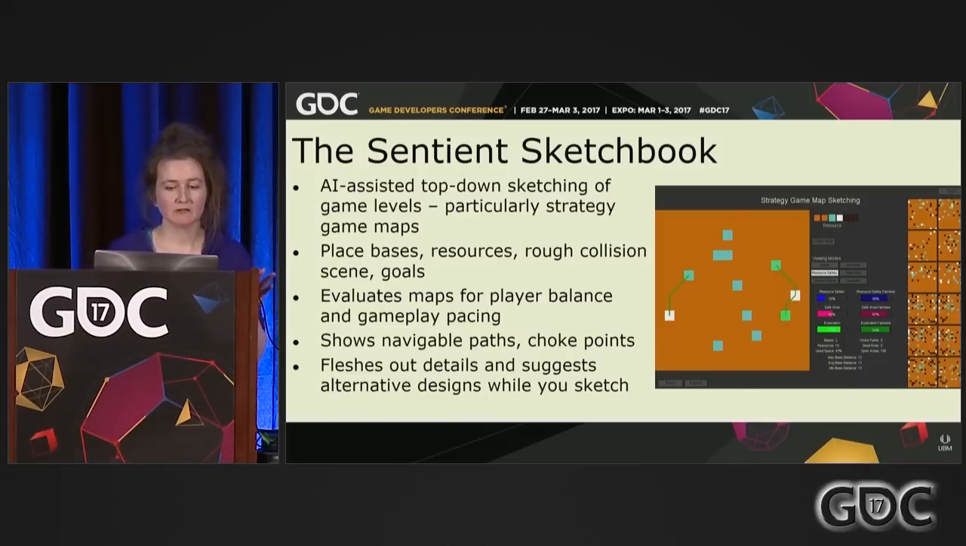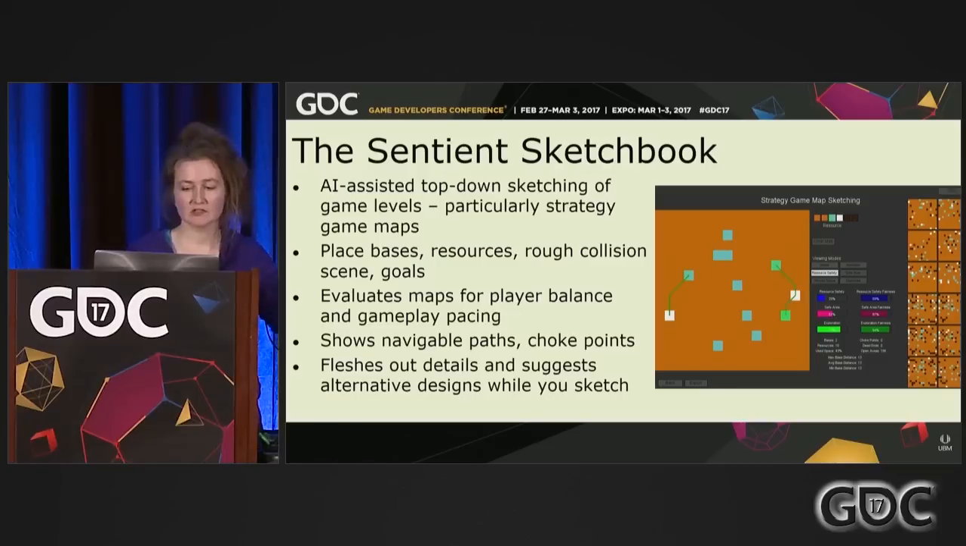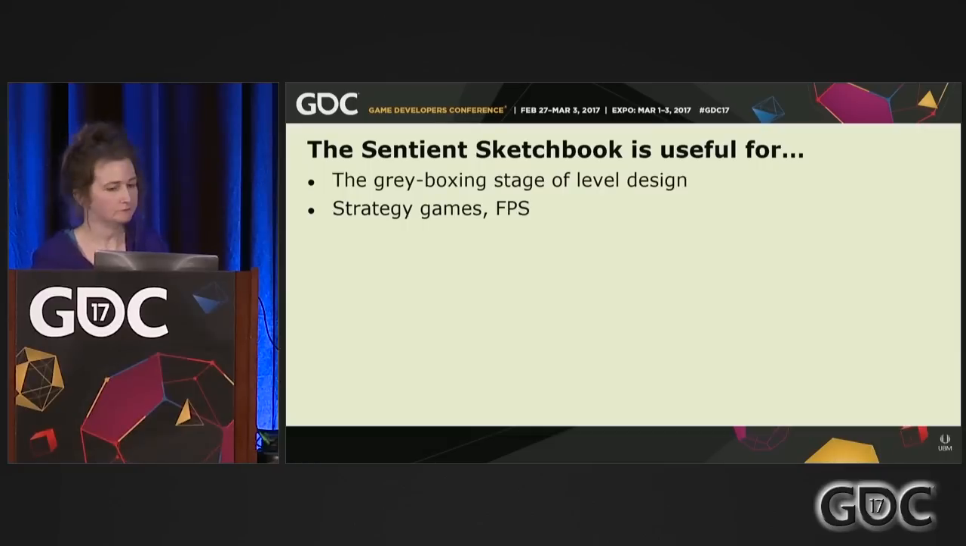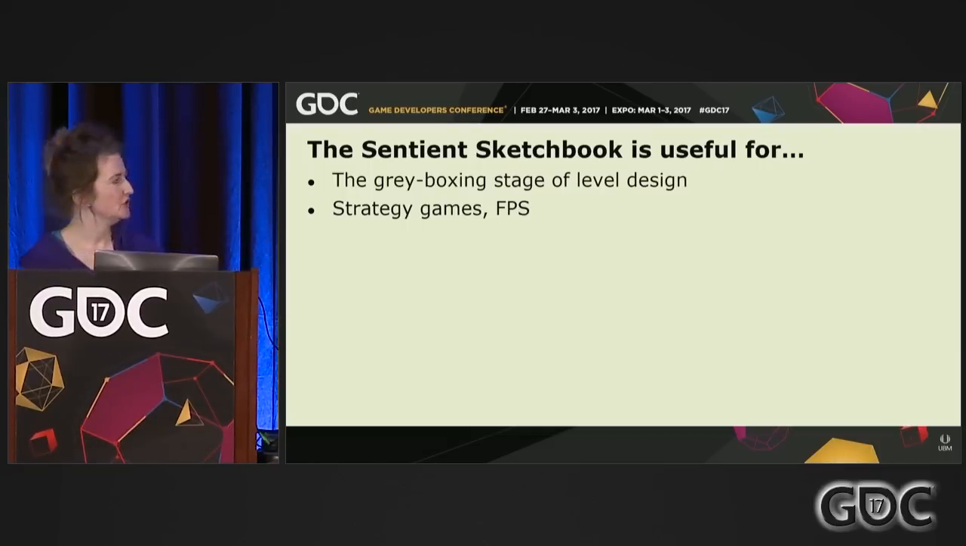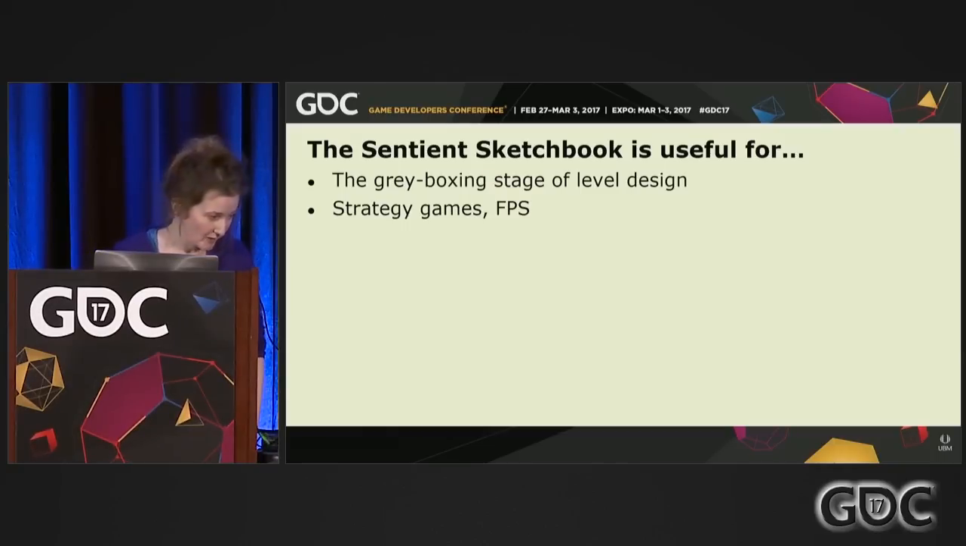And while you're sketching, it's also creating and suggesting in real time some more detailed alternative designs based off of what you're doing. Then you can bring any of these suggestions into your sketch and continue working with them as part of an iterative process. As you probably gathered, the Sentient Sketchbook is something you might find useful at the grey boxing stage of level design. It was originally built for designing strategy game maps, but Antonios has been trying to broaden it out to serve other genres as well, and I believe he's using it on an FPS at the moment.